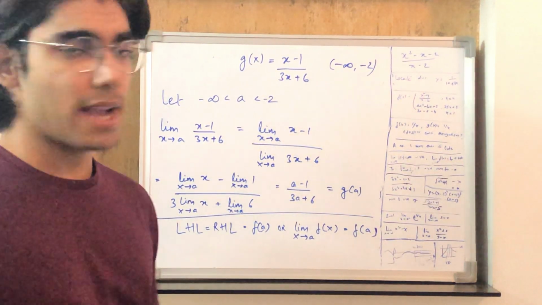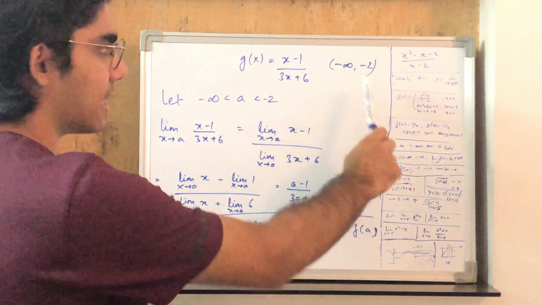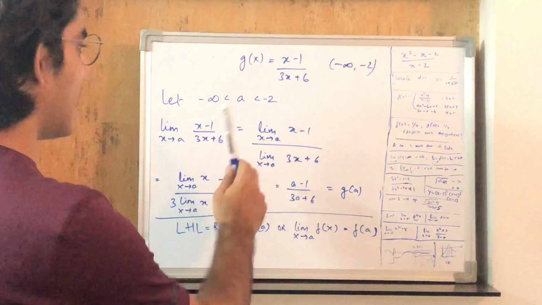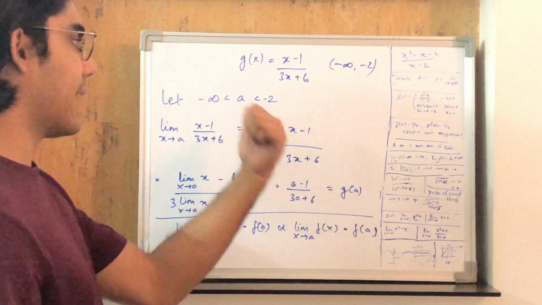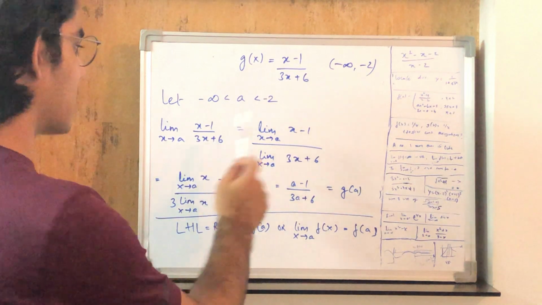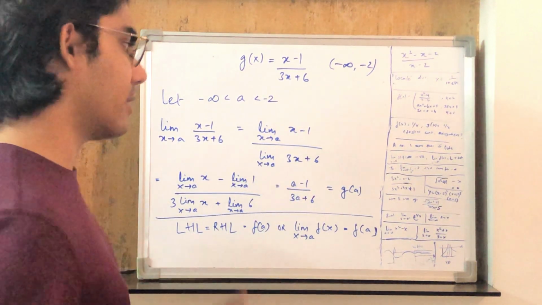I have this function g of x, which is x minus 1 over 3x plus 6, and I want to prove that this function is continuous in this interval, negative infinity, negative 2. Right? How do I proceed? I say let a lie in this interval between negative infinity and negative 2. What I do is that I say limit x into a, x minus 1 over 3x plus 6. Solve this using limit laws. I split it in the numerator and denominator.